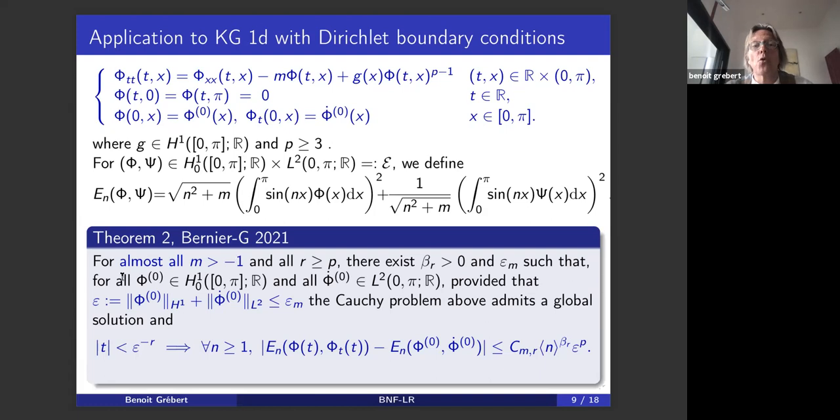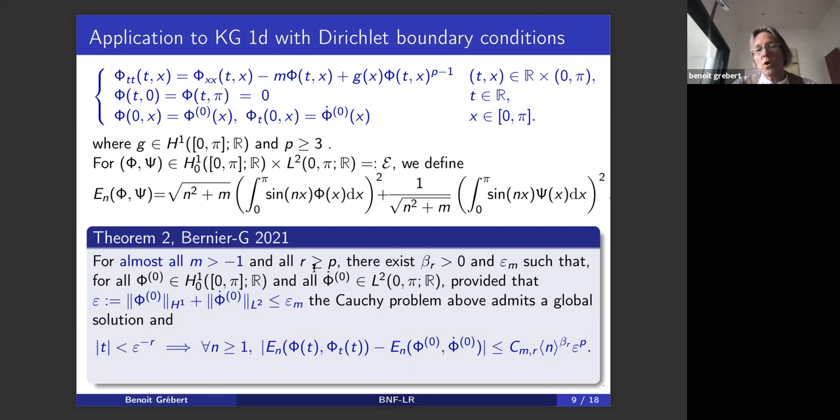And the result says that for almost all m, almost all mass, we have exactly the same statement as in Theorem 1. If the initial datum is in the energy norm sufficiently small, depending on m, then the Cauchy problem admits a global solution, and you have an almost invariance result about the energy in each mode n, with the same estimate with n to the beta. So it's exactly the same, nothing new.